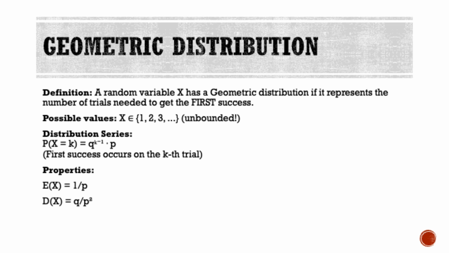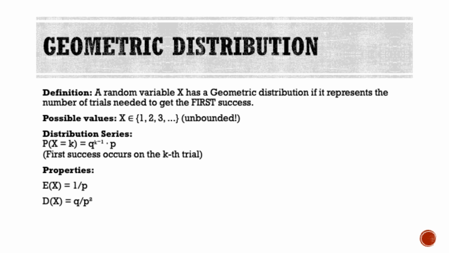Now let's look at the expectation. The expected number of trials needed to get the first success is 1 divided by p. This makes intuitive sense. If the probability of success is high, we expect to wait a short time. If p equals 0.5, we expect to wait 2 trials. If p equals 0.1, we expect to wait 10 trials. The more unlikely the success, the longer we expect to wait.